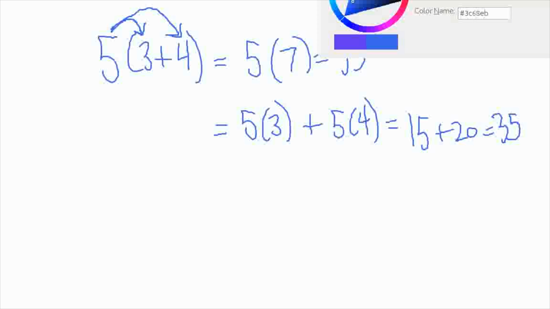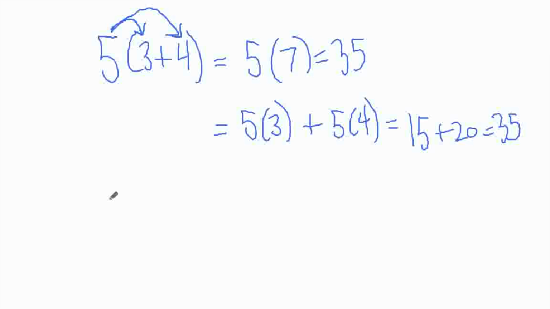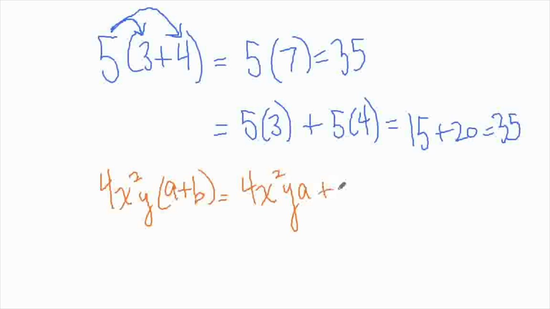Alright, let me give a slightly more complicated example that uses variables. Let's say I had 4x squared y times a plus b. Alright, the same idea applies. I simply take the blob on the outside and I multiply it by each guy on the inside. So this would be 4x squared ya plus 4x squared yb.